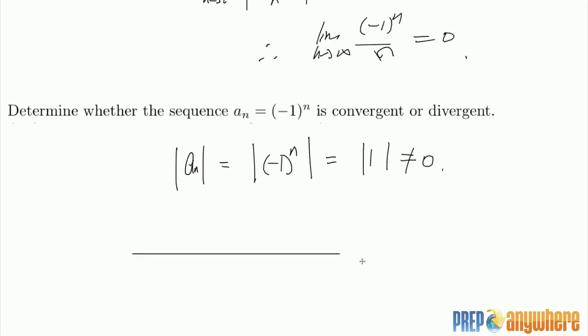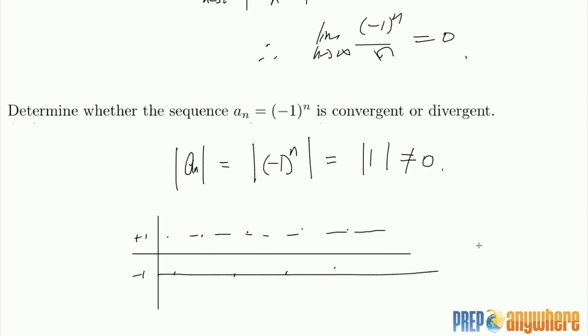And actually, if you just think about plugging in some numbers for n, you can see that this is going to be negative 1, positive 1, negative 1, positive 1, negative 1, positive 1, negative 1, positive 1, right? It just stays either on the negative 1 line or the positive 1 line. It does not converge to a particular number, so it's divergent.